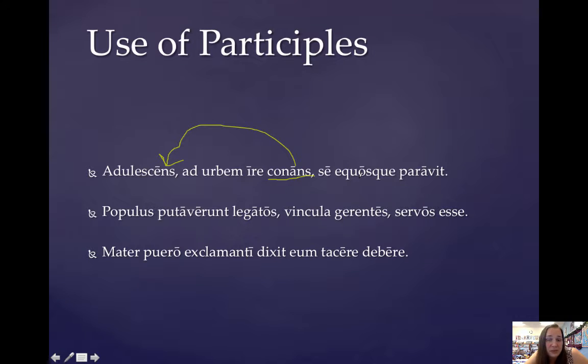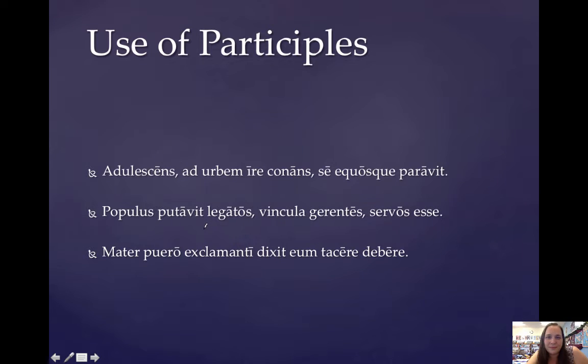As a little side note, I would like for you to have both of those translations in your notes, and you should be writing down the translations as we go over them.